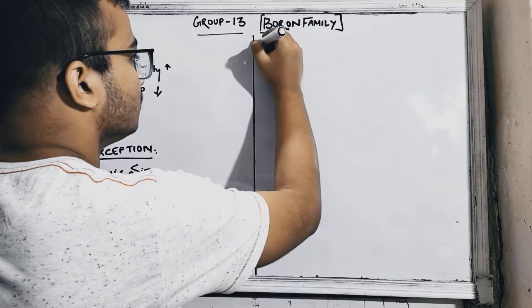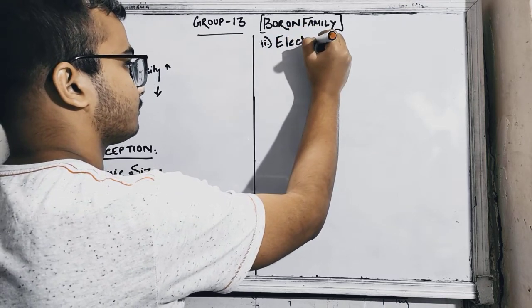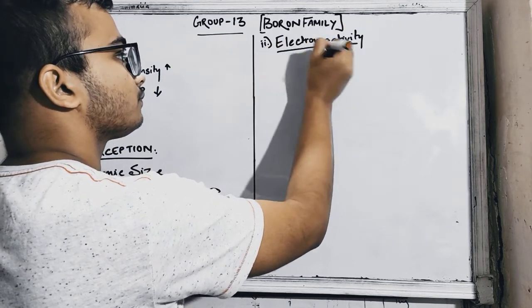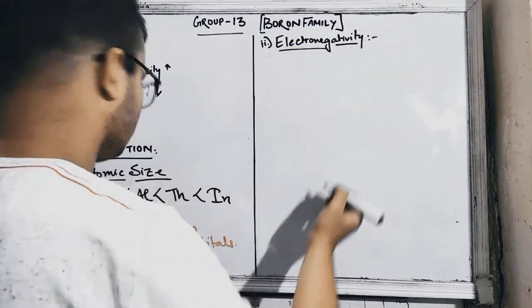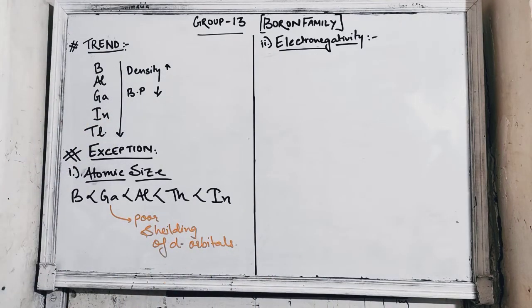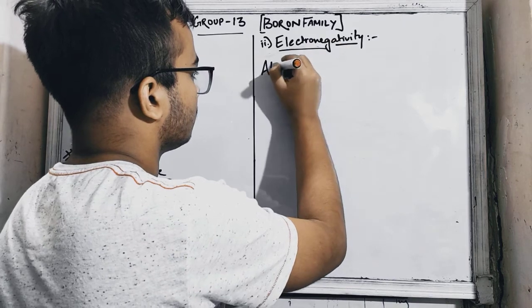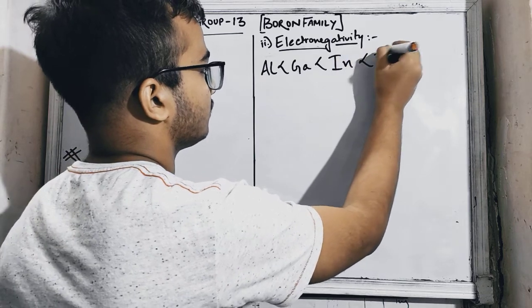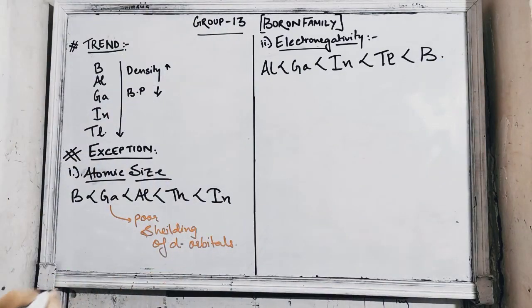So right here, electronegativity. Now under the electronegativity we have the following order. So let's write the order first: aluminum, gallium, indium, thallium, and here boron.